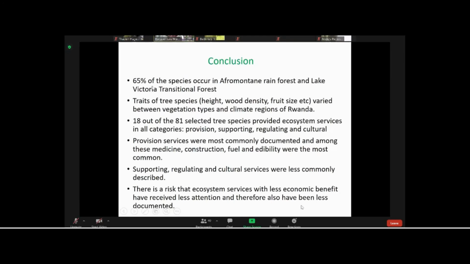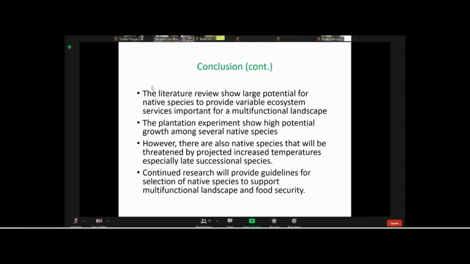The supporting, regulating, and cultural services were less commonly documented. But there is a risk that ecosystem services with less economic benefit have received less attention, and therefore have also been less documented. The literature review shows the potential of native tree species to provide valuable ecosystem services important for multifunctional landscapes.